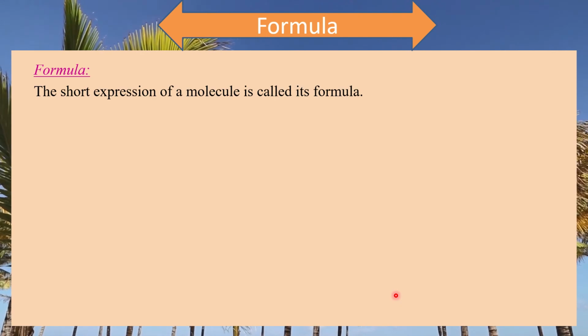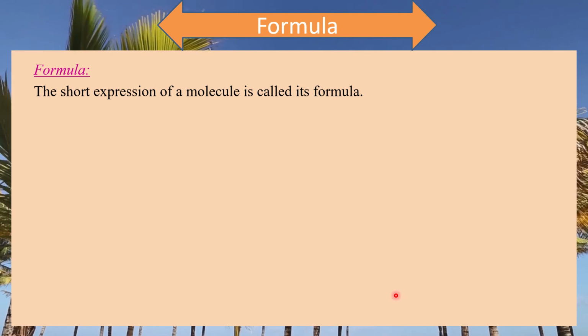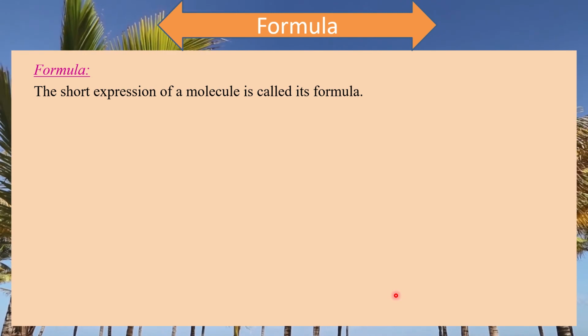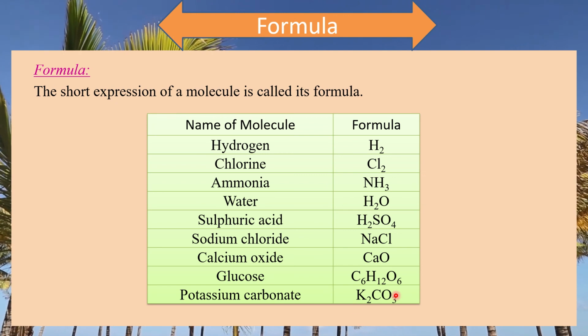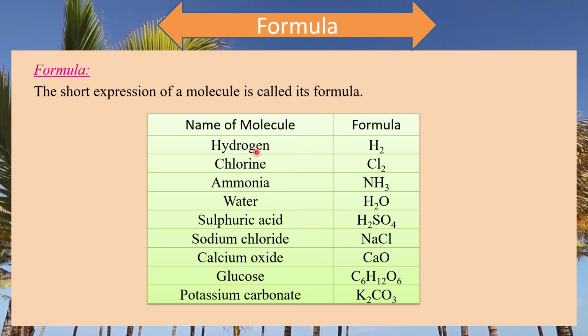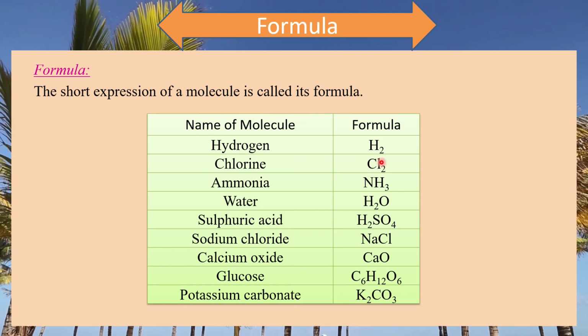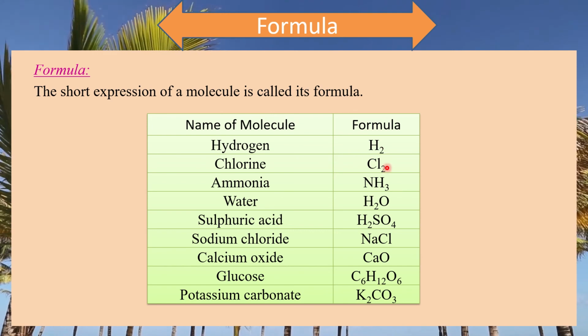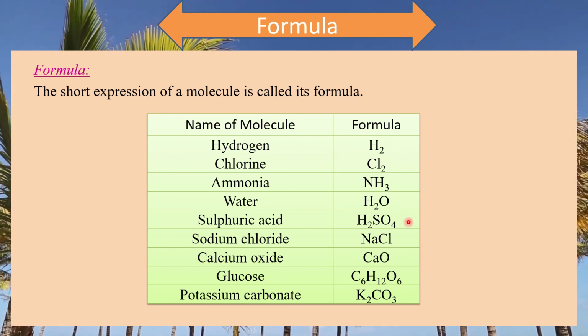And now formula. What is a formula? The short expression of a molecule is called its formula. For example, hydrogen, the short expression of the hydrogen molecule is H2, so its formula is H2. Chlorine, Cl2. Ammonia, NH3, water, H2O.